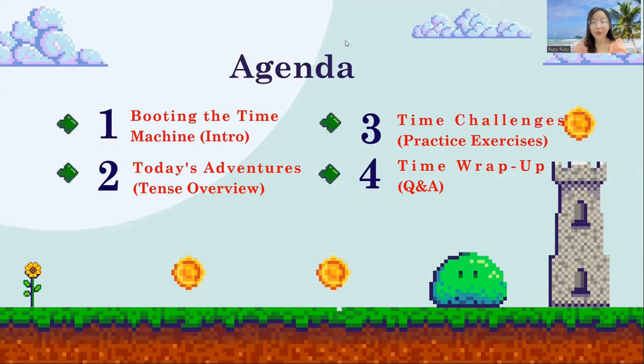This slide provides you 4 parts of our lesson today. The very first one is about booting the time machine. This is the introduction part. Number 2, we will have today's adventure. It's about the tense overview. Number 3, we have time challenges. It will provide you some practice exercises. And the last one is time wrap up. This is the Q&A part. Okay, so let's go.